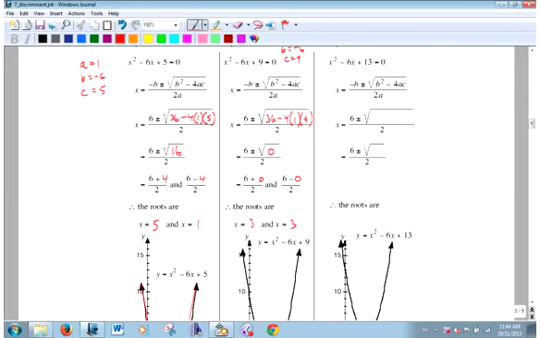Like I said, it's like pulling teeth with some kids. 3 and 3. It's the same root. But I'm emphasizing this. Is that 2 roots or 1 root? Yeah, so we call this a double root.